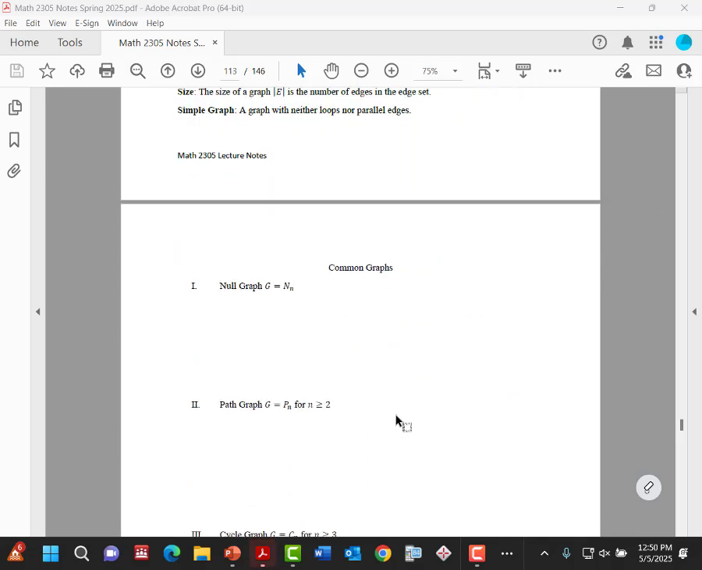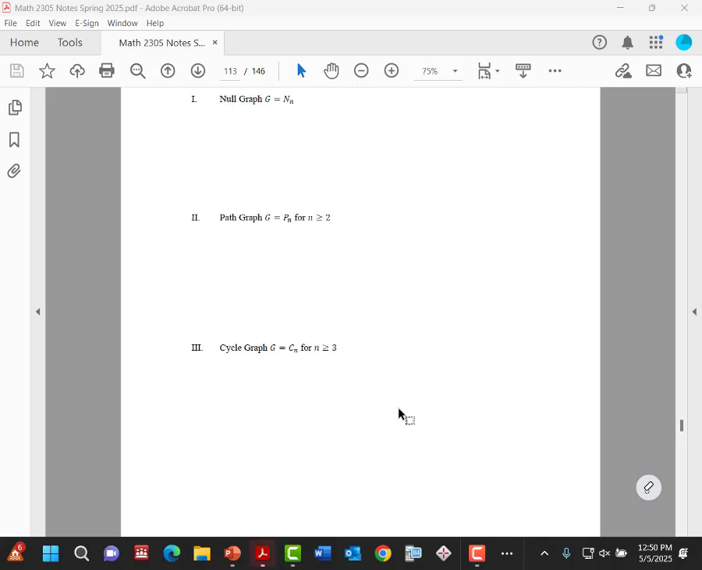Let's pivot and take a look at some common graphs. The first is the null graph N sub n. So N sub 1 is simply a vertex V1 but no edges. N sub 2, the null graph on 2 vertices. So this would be V1 and V2. Notice no edges.